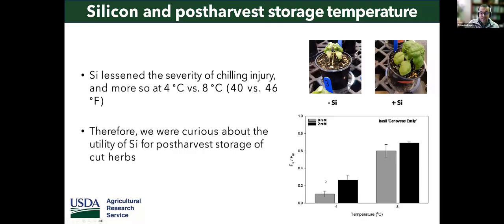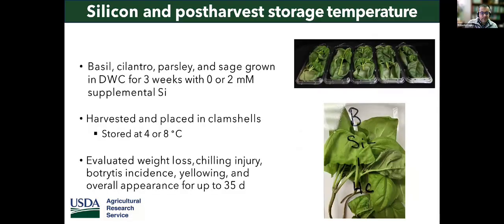So at 4 degrees, we saw a very large impact on the photosynthetic efficiency. So here we're looking at chlorophyll fluorescence. So when silica was added, we see an increase in that chlorophyll fluorescence, indicating that there is less stress. At a warmer temperature, we see that silicon again reduced the chilling injury symptoms.